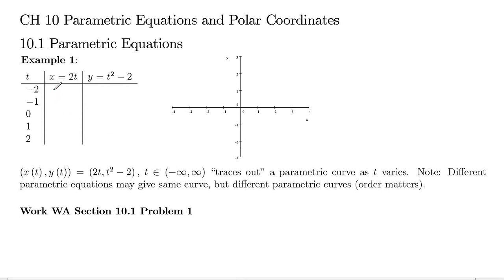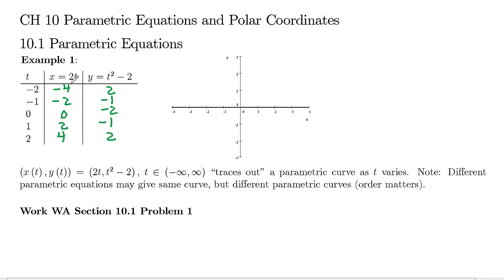So 2 times negative 2 is negative 4. 2 times negative 1, negative 2. 2 times 0 is 0, 2 times 1 is 2, and 2 times 2 is 4. Plug them in here. So negative 2 quantity squared is 4, minus 2 is 2. Negative 1 squared is 1, minus 2 is negative 1. 0 squared is 0, minus 2 is negative 2. 1 squared minus 2 is negative 1. And then 2 squared minus 2 is positive 2.